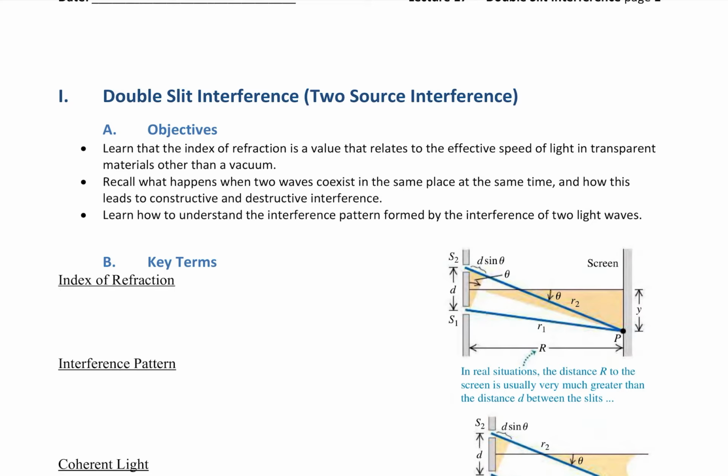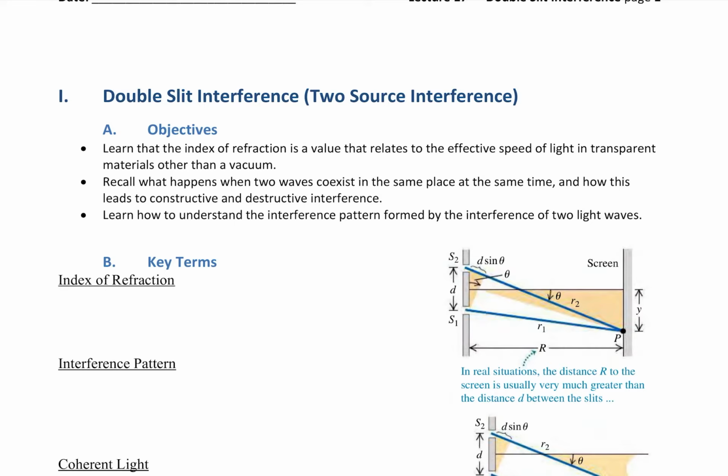We also want to recall what happens when two waves coexist in the same place at the same time and how this leads to constructive and destructive interference. I say recall because this is the same phenomenon that would happen with sound waves or even waves on a string, such as in a standing wave in a stringed instrument.